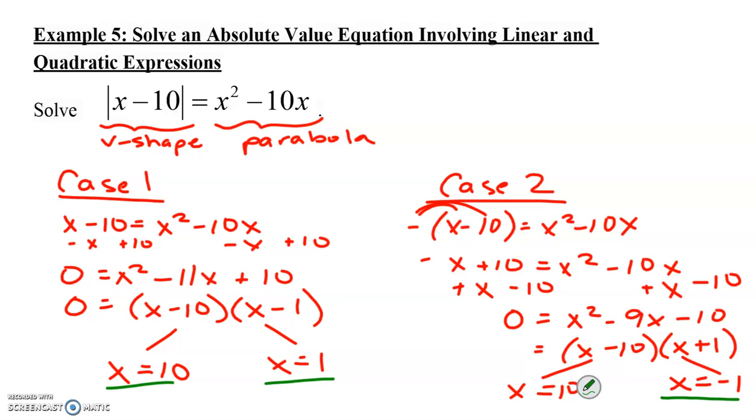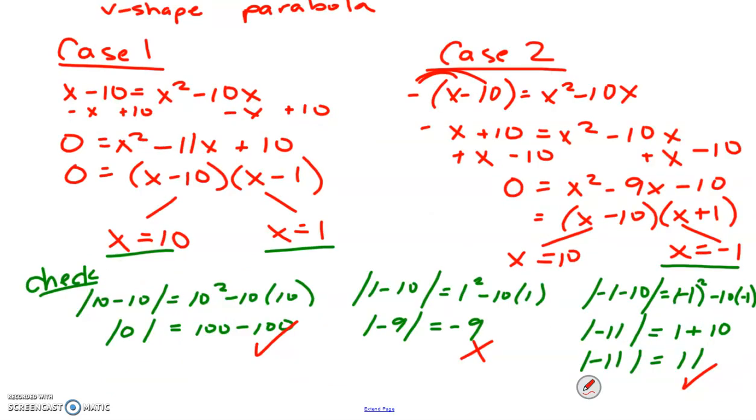So let's check those. So here, when you finish your check, it looks like the 10 does work. The positive 1 does not work. And the negative 1 does work. And that is exactly what we found in Desmos.